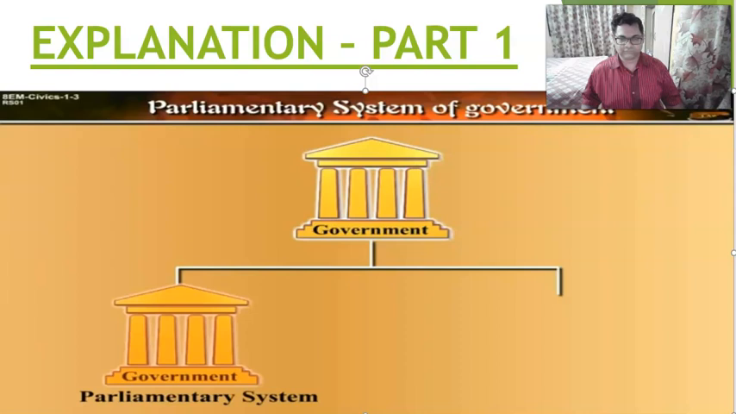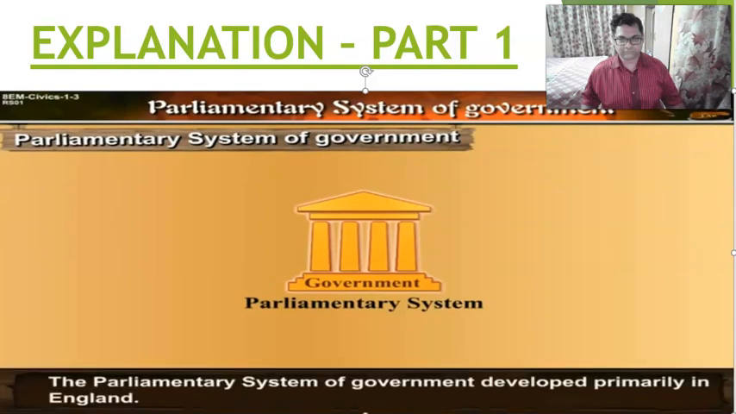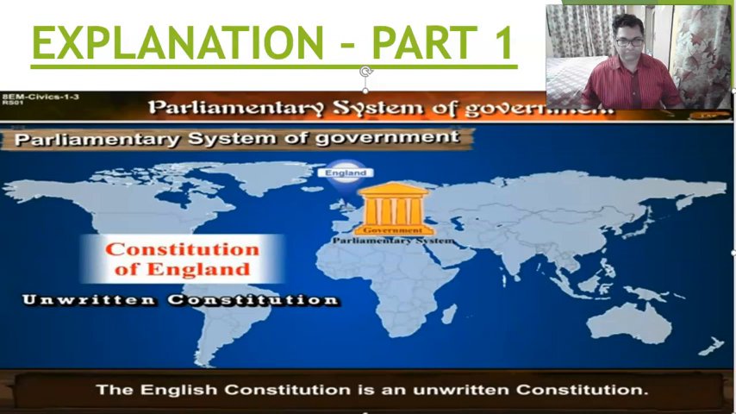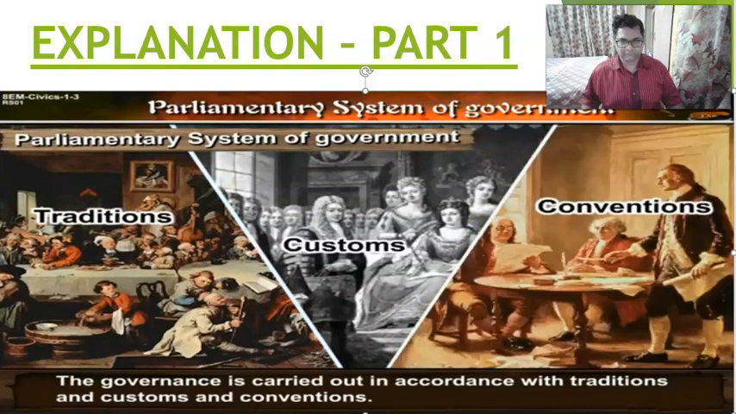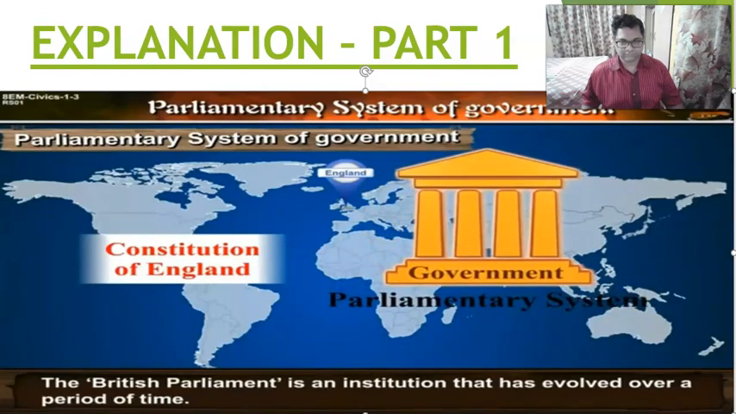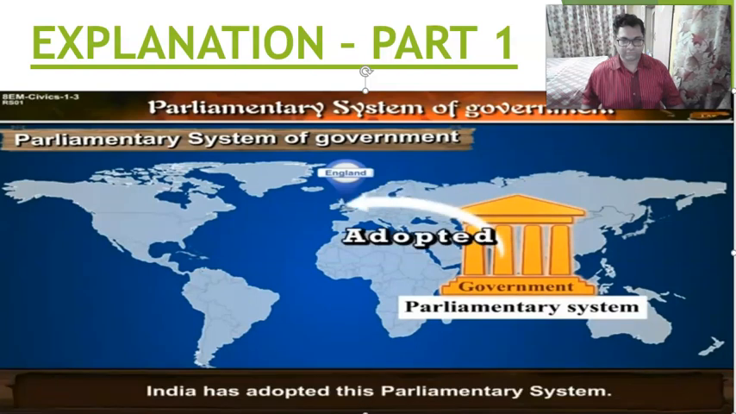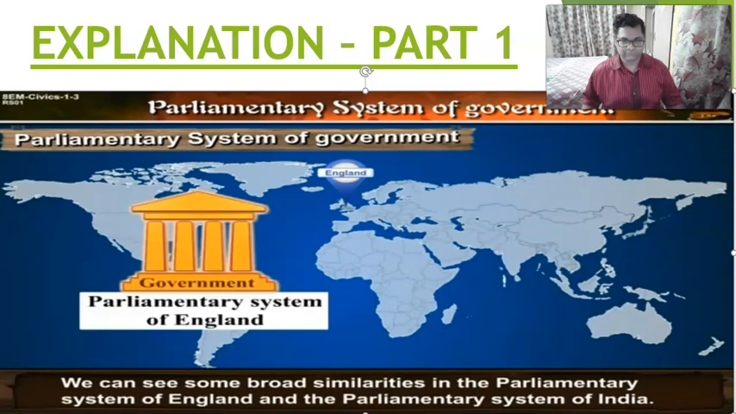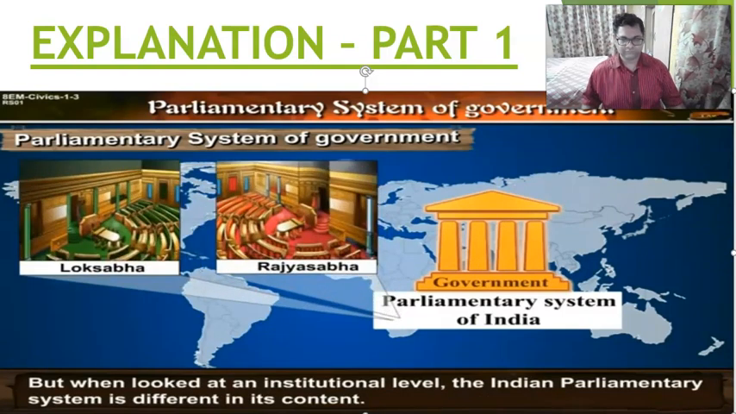There are two main types of government systems that are followed. 1. Parliamentary system. 2. Presidential system. Parliamentary system of government. The parliamentary system of government developed primarily in England. The English Constitution is an unwritten constitution. The governance is carried out in accordance with traditions and customs and conventions. The British Parliament is an institution that has evolved over a period of time. The parliamentary system of government, having its roots in Parliament, is considered as a contribution of England. India has adopted this parliamentary system. We can see some broad similarities in the parliamentary system of England and the parliamentary system of India. But when looked at an institutional level, the Indian parliamentary system is different in its content.